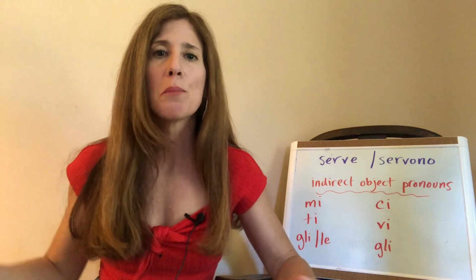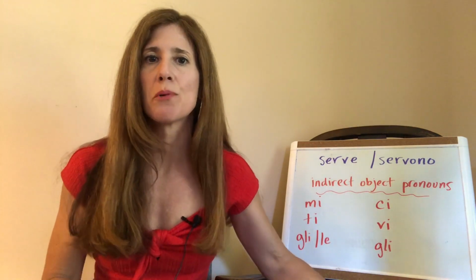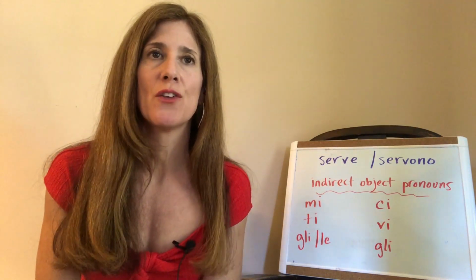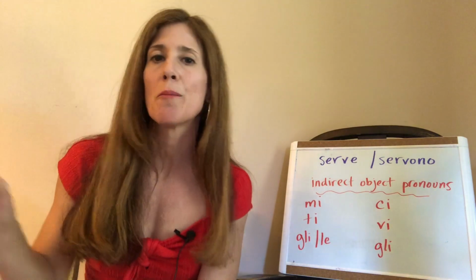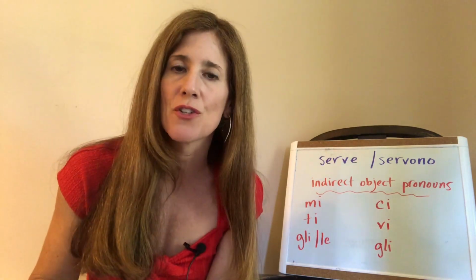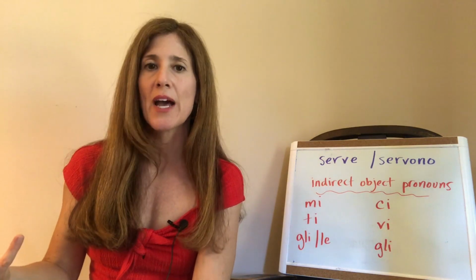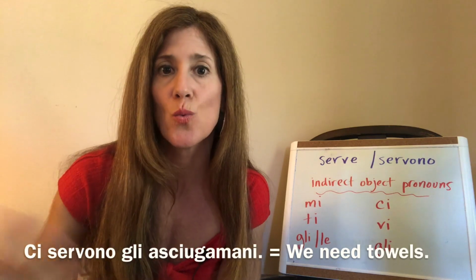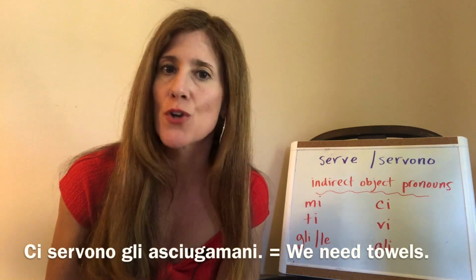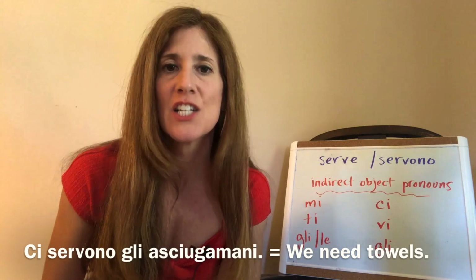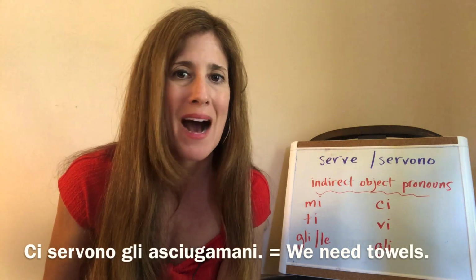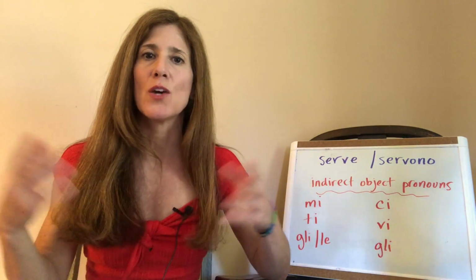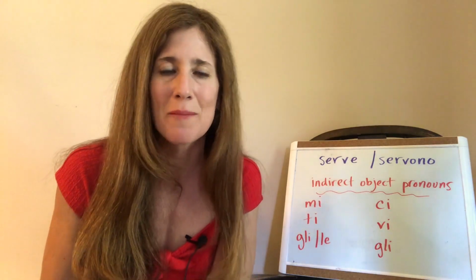So if we're talking about plural objects, then we're going to use the plural conjugation servono, okay? So say then that you're in the hotel and you have used up all your towels and you need to go down to the front desk and ask for towels, okay? You would say ci servono. You're talking about us, we need, okay? Ci servono gli asciugamani. Va bene? Benissimo. Andiamo avanti alle ultime due espressioni, va bene?